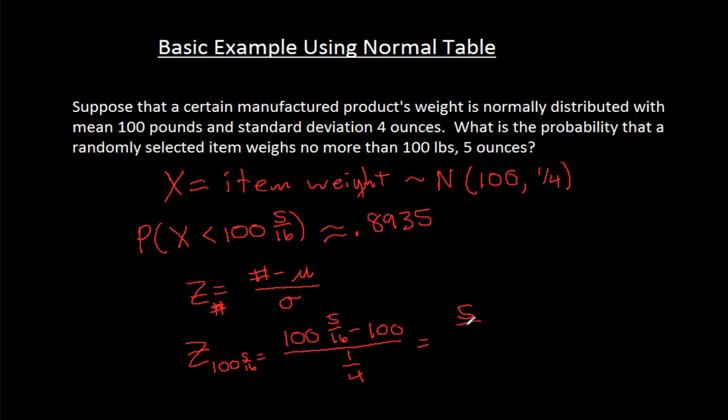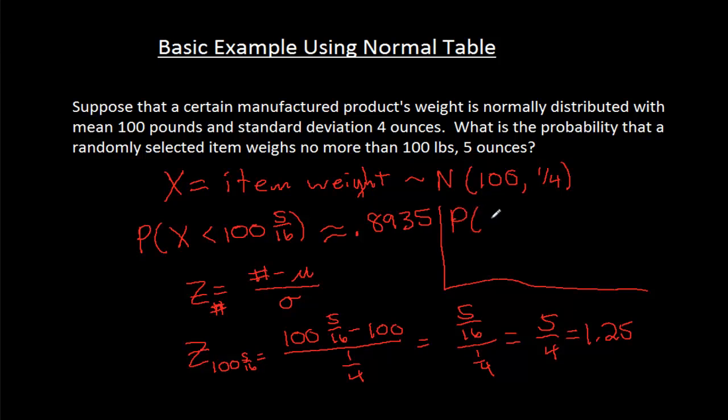So we get 5/16 divided by 1/4. Okay, if I divide by a fraction, I take the reciprocal and multiply. So I get 5/16 times 4. 16 and 4 cancel out and leave a 4 on the bottom, and I get 5/4. 1.25. So what I'm asked to find here is the probability that my z is less than 1.25, and that's exactly what our normal distribution table does.